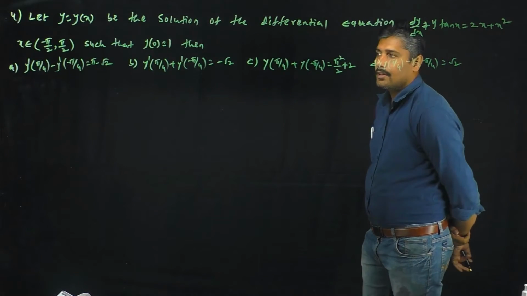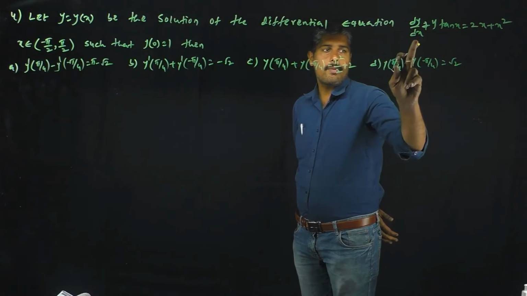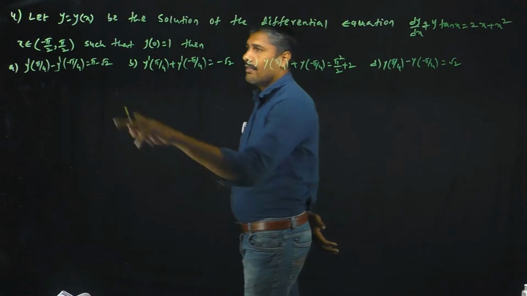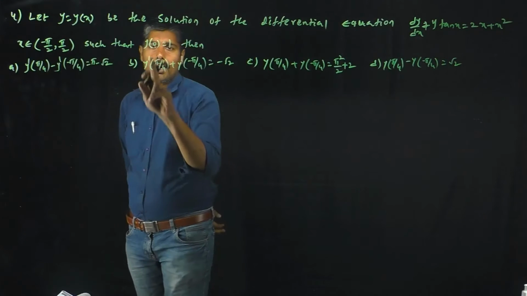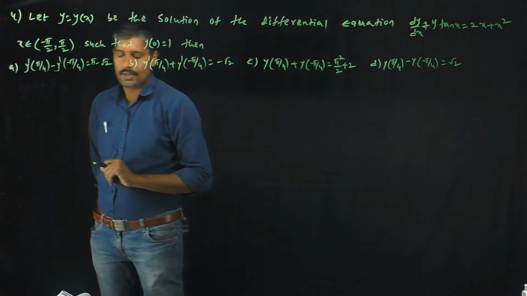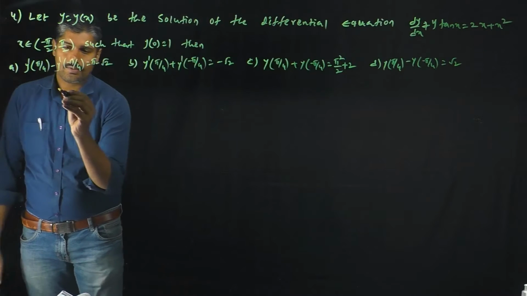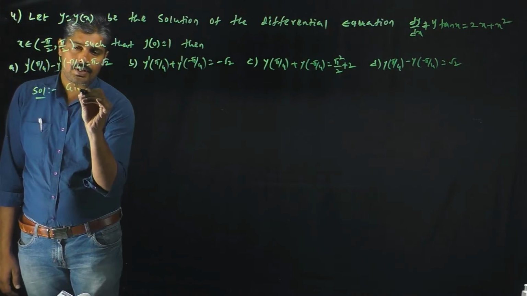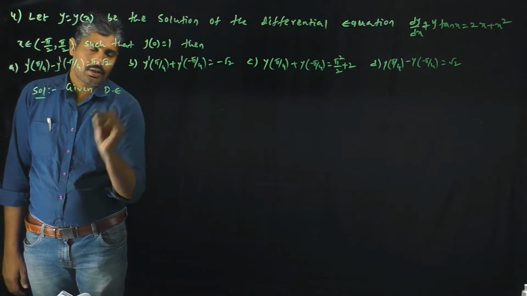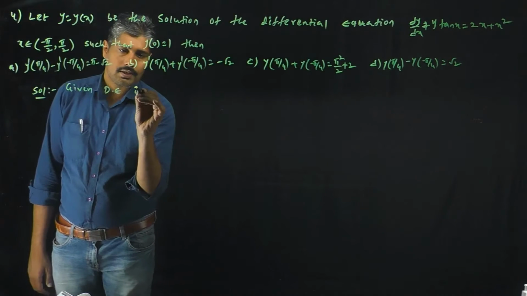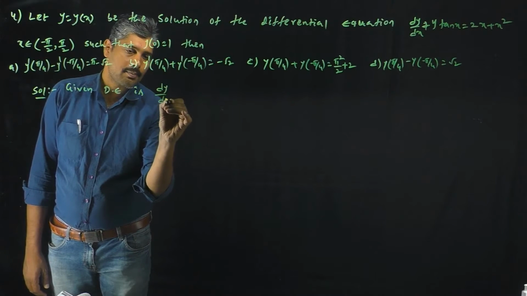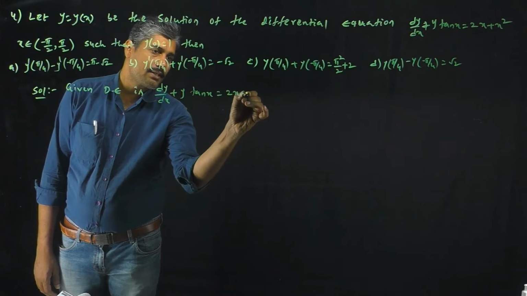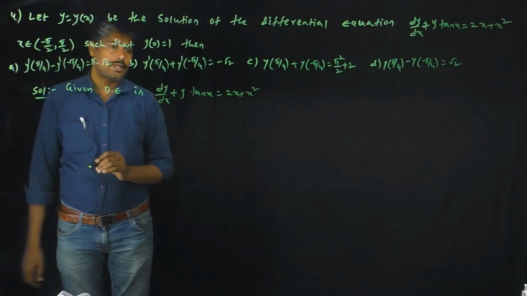See here, the differential equation is dy by dx plus y into tan x equal to 2x plus x square. Given y of x equal to y, here y of 0 equal to 1, right? By using these conditions, we are solving this one. Solution. Given differential equation is dy by dx plus y into tan x equal to 2x plus x square. This is the given differential equation.